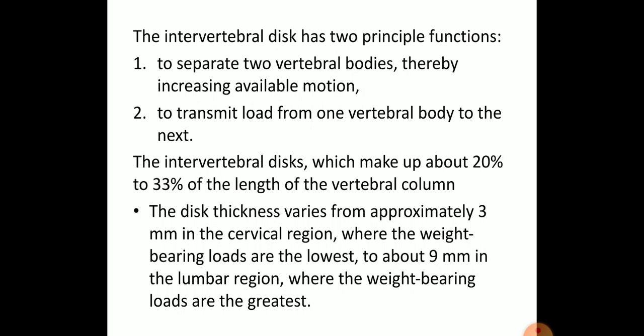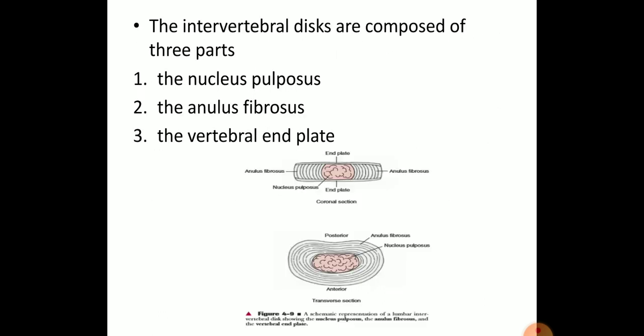So the thickness of the intervertebral disc is mainly related to the amount of force transmitted from one vertebral body to another. In the cervical region, because it's a small area and only a small load needs to be transmitted from one body to the other, the thickness is less compared to the lumbar region, where a higher amount of load needs to be transmitted.